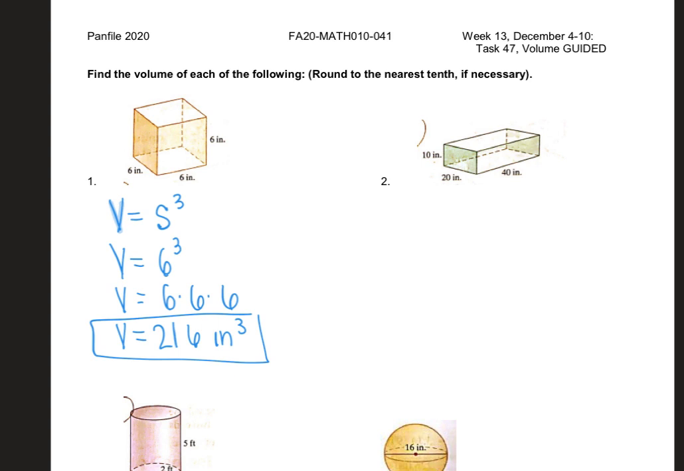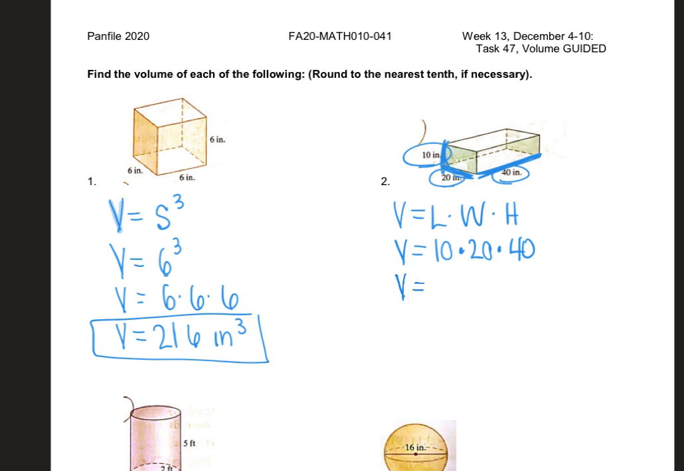Okay. For number 2, our volume is length times width times height. We can't just multiply 1 by itself 3 times because all 3 sides aren't the same. It does not matter which is which. You just want to make sure you get those 3 different numbers. So we get a length, a width, and a height in there. So we have 10 times 20 times 40. 1 times 2 times 4 is going to be 8. We have 3 zeros. That rule still applies. Or when you plug this into your calculator, you are going to get 8,000. And we are in inches to the third.